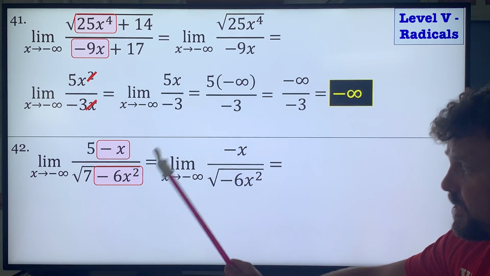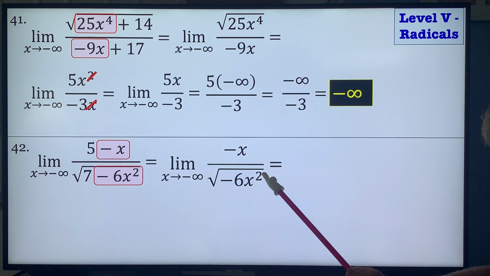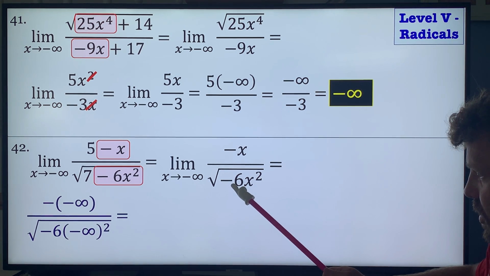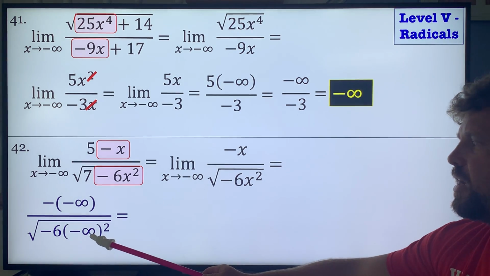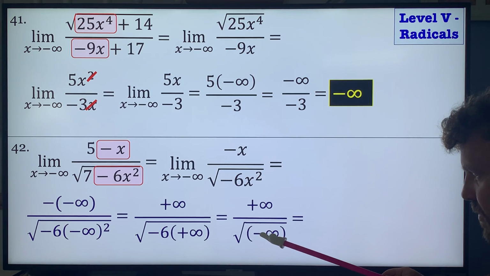Now, this one, however, watch what happens. Negative 6x squared on bottom, right? No matter what I plug in for this x squared, the bottom's always going to be negative. So when I square a negative number, it becomes negative 6 times positive infinity. I end up with radical positive infinity.